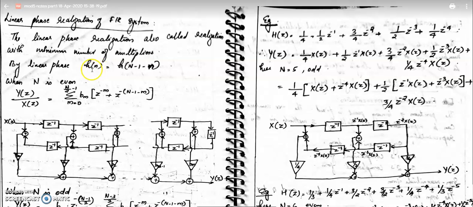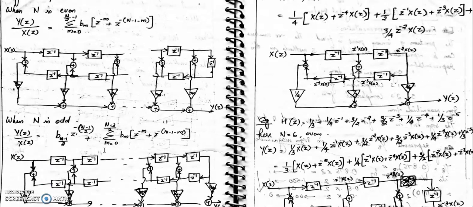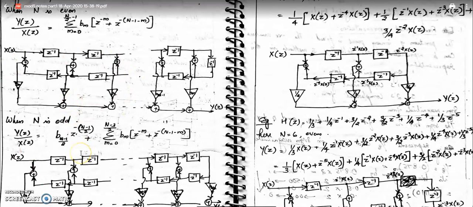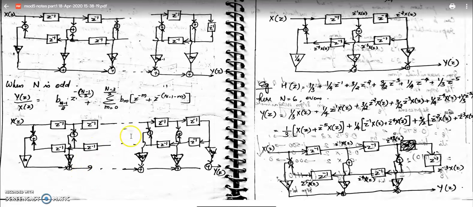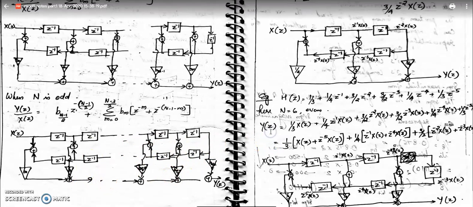So we can write it as h of n is equal to h of N minus 1 minus n, where capital N is the order of the system. Okay, and there will be two conditions, for N is equal to even and N is equal to odd. When N is even, you will get a structure like this, and when N is odd, you'll get a structure like this. I can explain it using an example. That will be better.